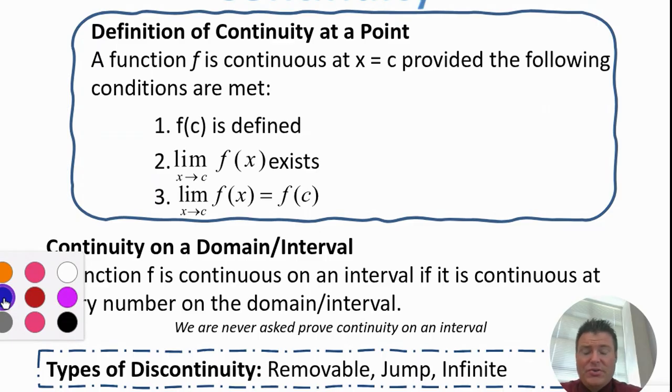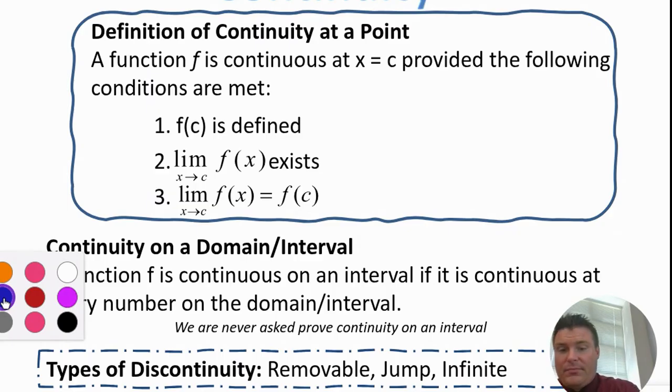So the definition of continuity is three things. We have to make sure that if we have a function f, and we're talking about continuity at a point x equals c, then f of c is defined, the limit as x approaches c of f of x exists, and f of c is equal to that limit as well.